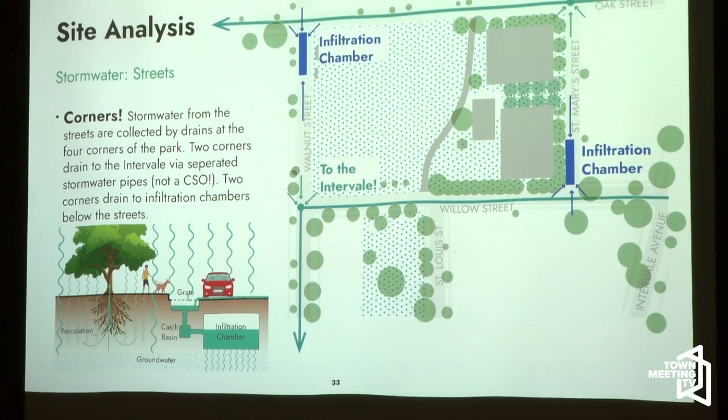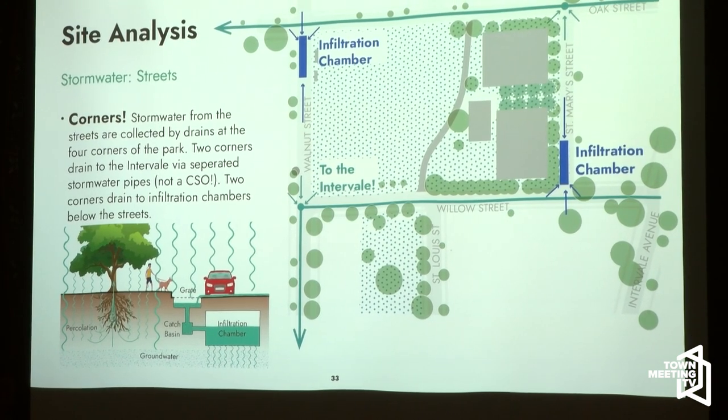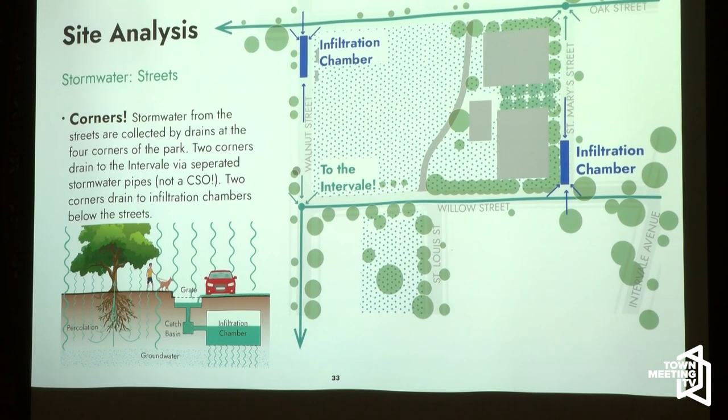So we're getting close, we're almost done. So speaking of stormwater, when rain falls on this park, or when it falls on the streets, let's start there, it goes into drains on the corners. On the northeast corner and the southwest corner, those drains go eventually to the intervale. They flow out to the intervale.